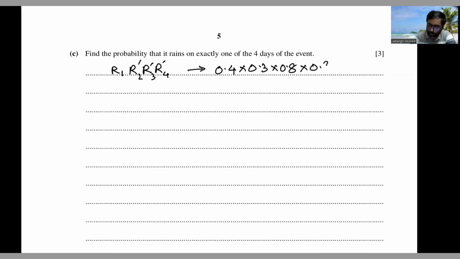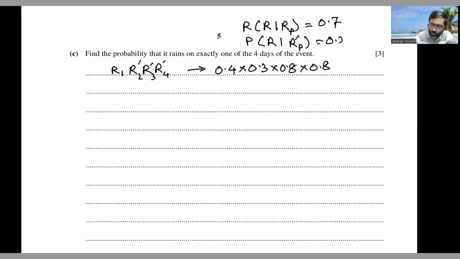into 0.8. And for your help, you can keep it as: rained on the previous day, its probability is 0.7. Rain given it did not rain on the previous day, probability 0.2. That will help. Then the next scenario is, let's say it rains on Monday.